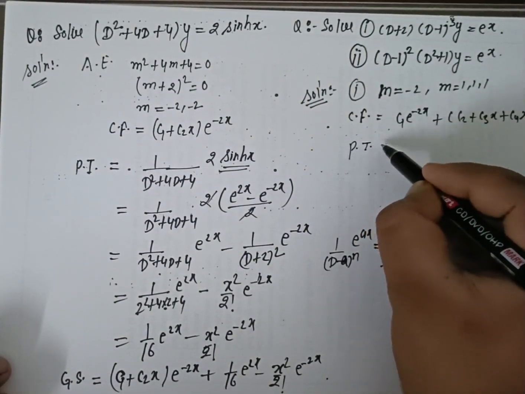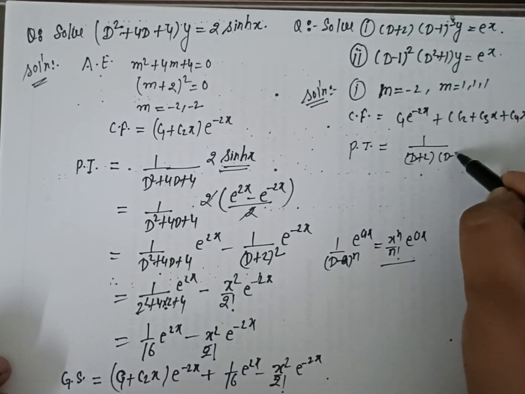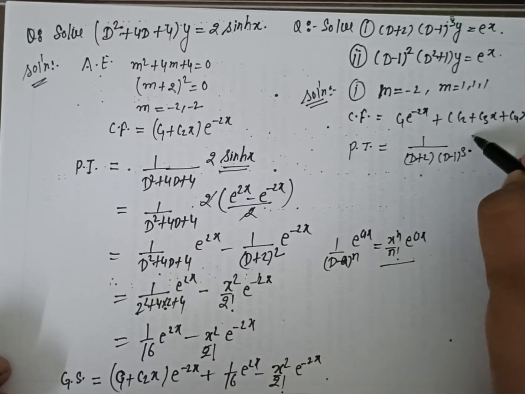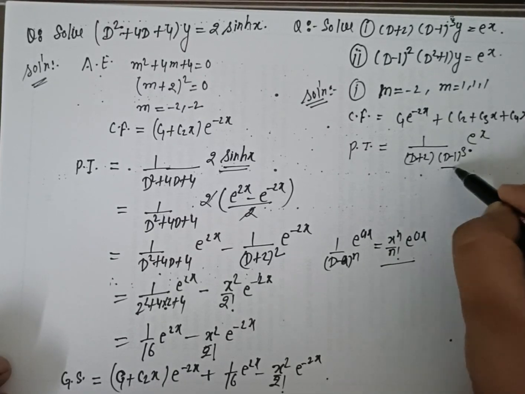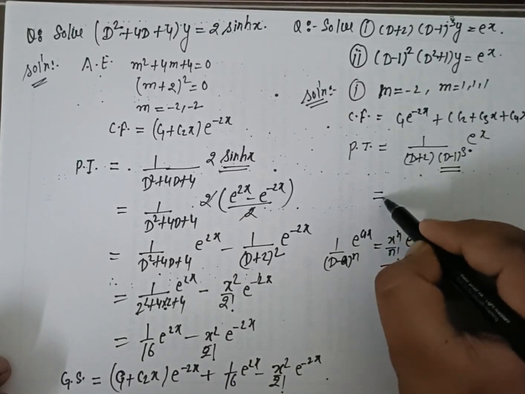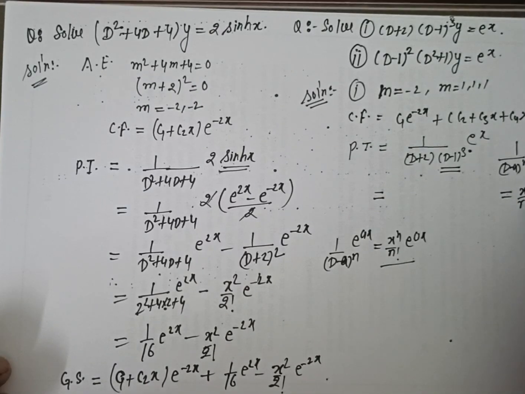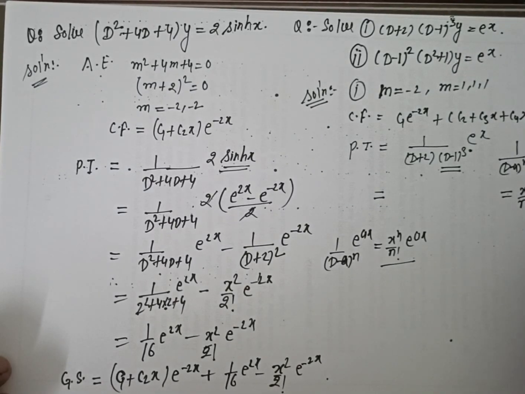For the PI part you can write it as 1 upon (D plus 2)(D minus 1) to the power 3 e to the power x. Obviously this part will be 0 for D equals 1, so it is your phi of D. You can apply the formula for (D minus a) to the power r and phi of D, e to the power ax: x to the power r upon r factorial and phi of a, provided that phi of a is non-zero, e to the power ax.